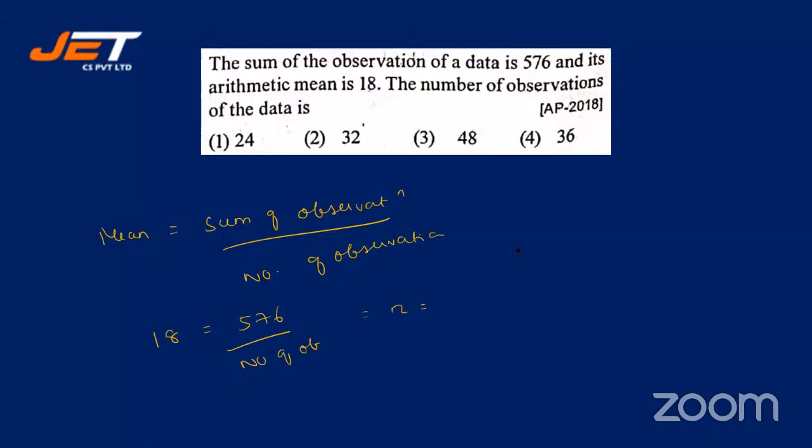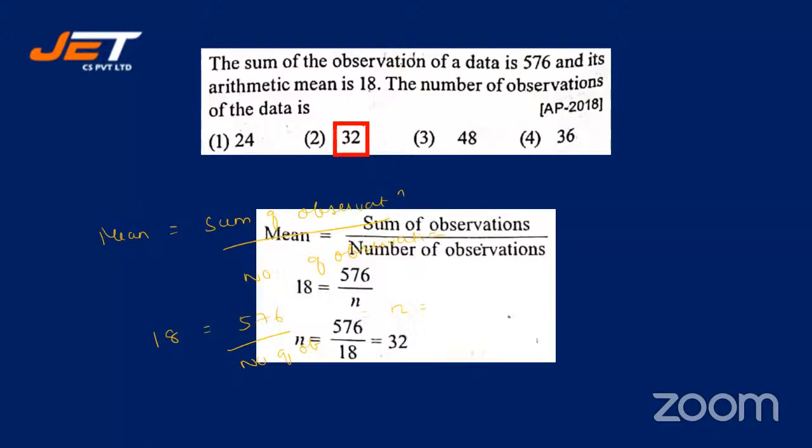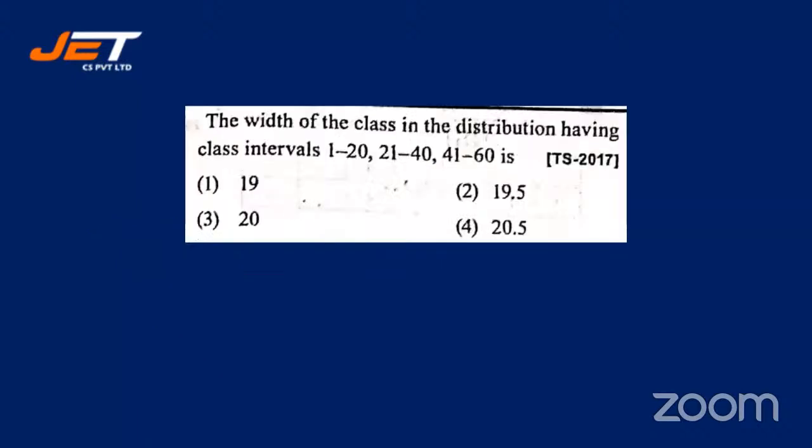All right. Now, almost all are giving me the right answer as 32. How? Mean is equal to sum of observations by number of observations, whereby n becomes 576 divided by 18, which is 32. All right. Yes. Excellent. For those who have calculated and given me the right answer. Perfect. See the next question.